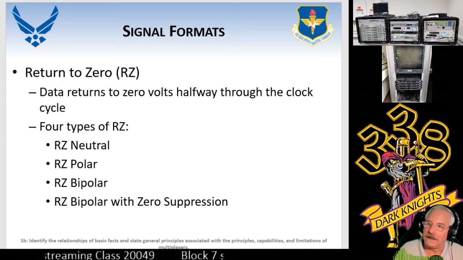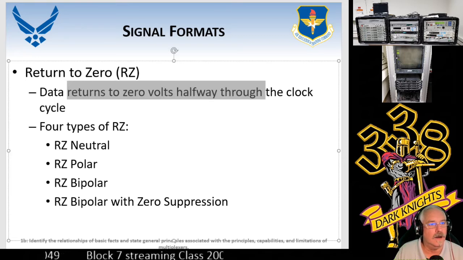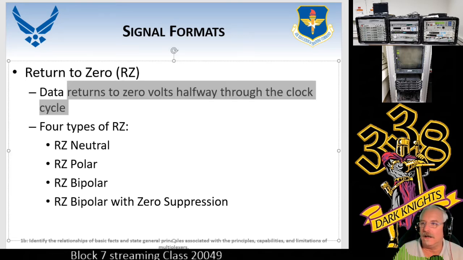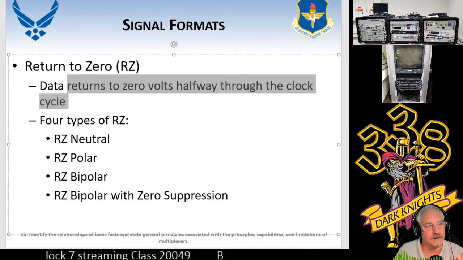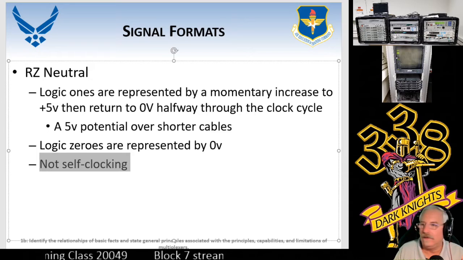Let's look at RZ. That's return to 0. We have 4 of them: neutral, polar, bipolar, and bipolar with 0 suppression. This returns to 0 halfway through the clock cycle. Halfway through the clock cycle. There you go. So we have 4 in RZ. Neutral, again, plus 5, 0. Not self-clocking.